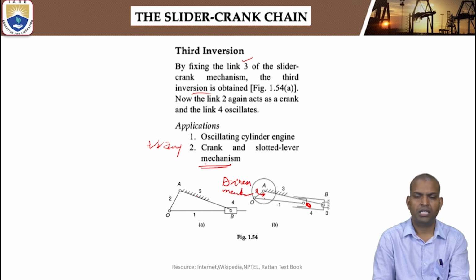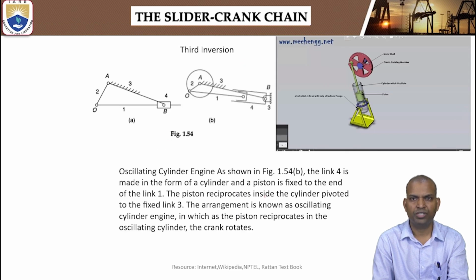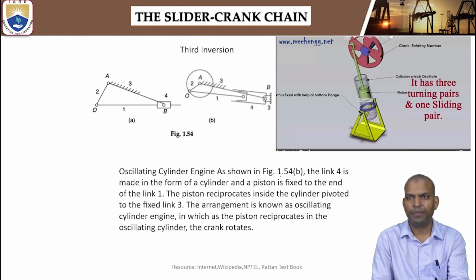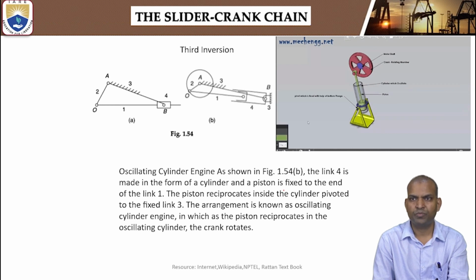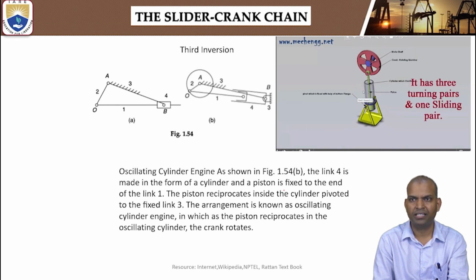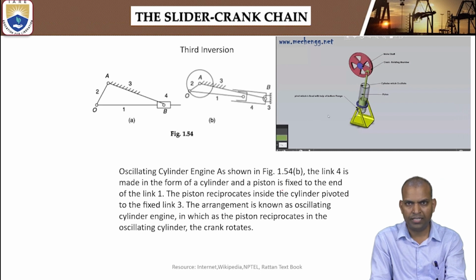Alright. Thus, we can understand the concept of the oscillating cylinder engine. Further, we can see in the animation view what is happening, how the oscillation takes place. Okay, these oscillations make the crank rotate a complete revolution. So it has 3 turning pairs and 1 sliding pair.